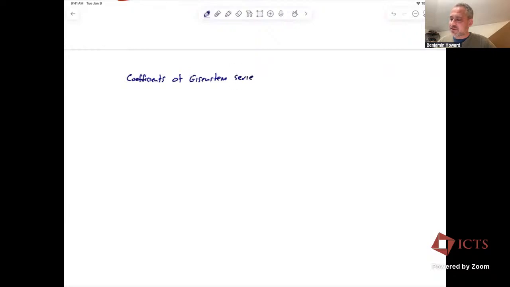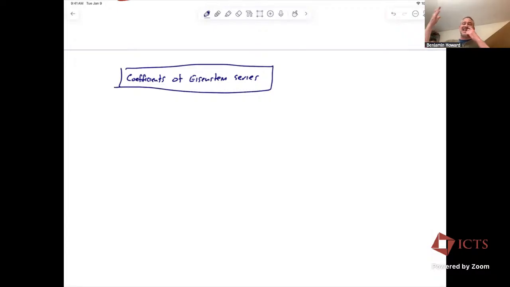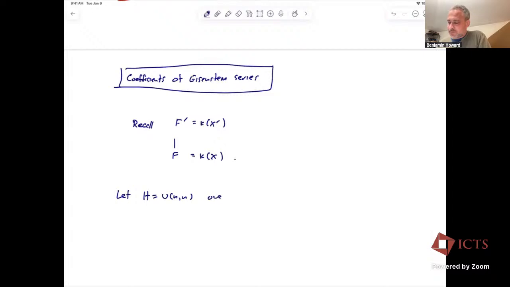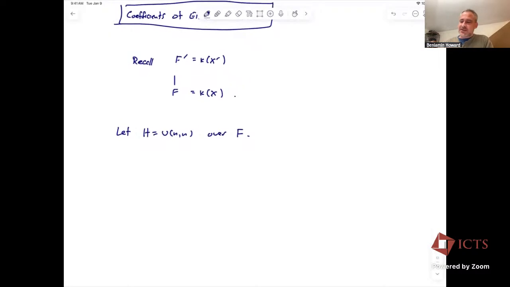So first, let me say exactly what Eisenstein series it is. I've never told you exactly what Eisenstein series appears in their arithmetic Siegel-Weil formula. So let me do that. So we have our field of rational functions F, and we're going to let H be the quasi-split unitary group, so a reductive group over F. And I described all this last time.